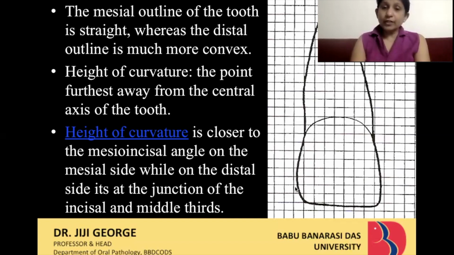So the crest of curvature is at the junction of the incisal third and the middle third. So that's where I put my cursor right now. The anteriors have point contacts, and posteriors have area contacts. So the contact point on the distal outline of the central incisor will be at the junction of the incisal third and the middle third. So that's about the height of curvature or the crest of curvature and the contact point. So the crest of curvature here will actually correspond to the contact points.